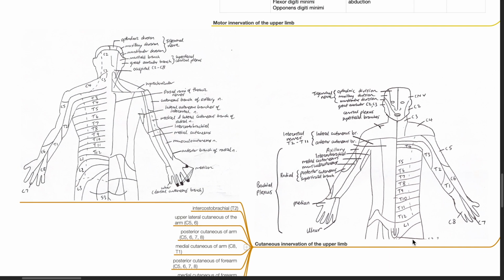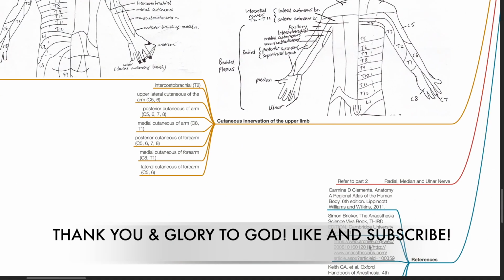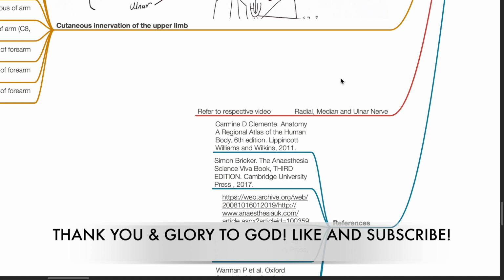These two diagrams show the cutaneous innervation of the upper limb. The radial, median, and ulnar nerves will be discussed in a subsequent video.